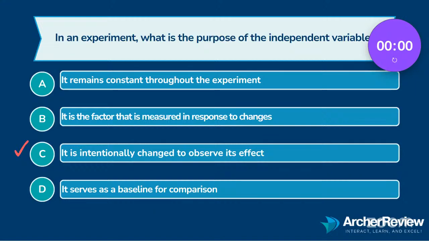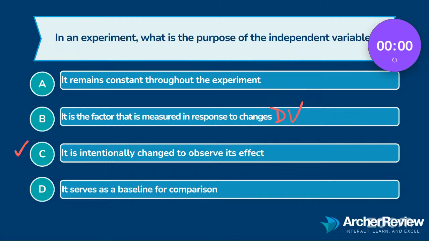B, it is the factor that is measured in response to change. That's the dependent variable. If we stick with my headache example, that is the outcome, the decreased symptoms. The headache went away. That's the dependent variable. What happens in response to the independent variable?